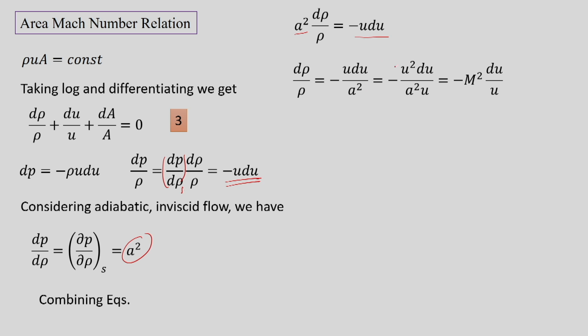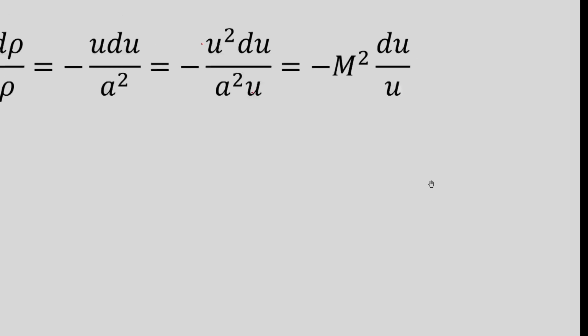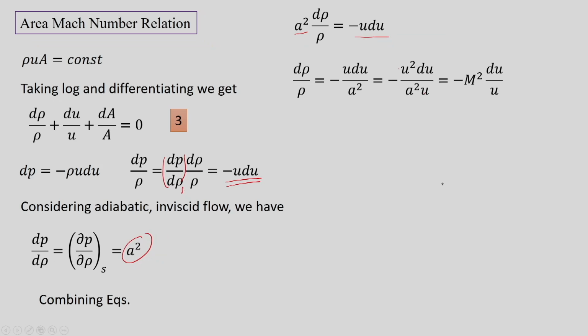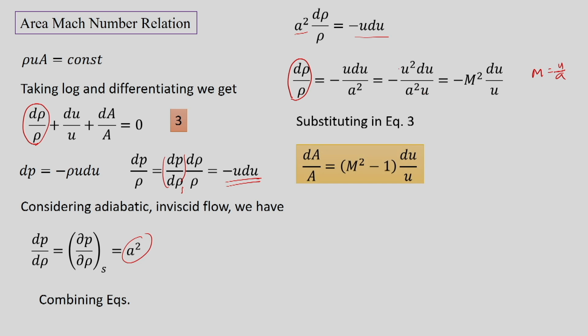We will multiply numerator and denominator by u. So we will have minus M square into du by u, where we know that M is equal to u by a. Substituting this d rho by rho term in equation number 3, we can get dA by A is equal to M square minus 1 into du by u.